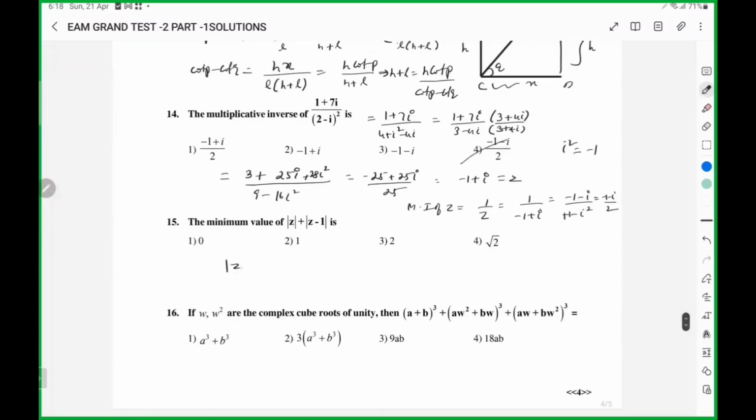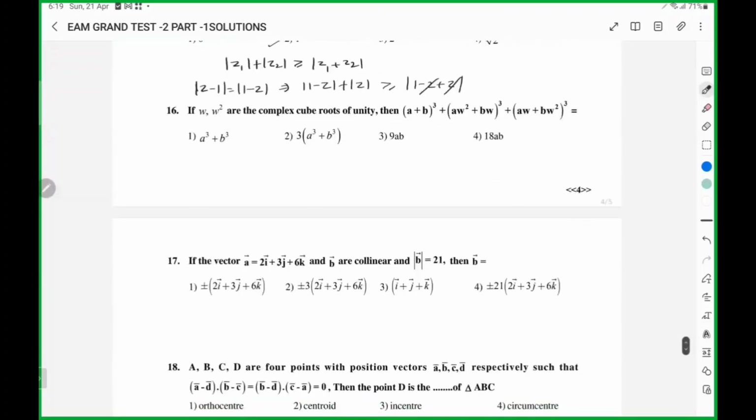Here mod of z1 plus mod z2 is greater than or equal to mod of z1 plus z2. Mod z minus 1 is same as mod 1 minus z. So mod of 1 minus z plus mod z is greater than or equal to 1, so 1 is the minimum value.